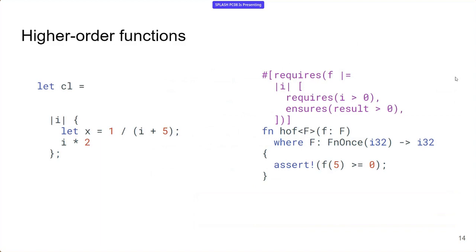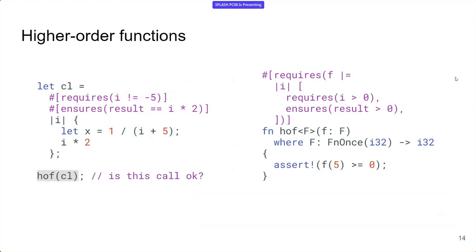And so now let's consider a concrete client code and a concrete closure that we would like to pass to this higher function. So here we have some closure which basically just multiplies its argument by 2, and this is its result. But additionally, it performs this unrelated operation, which would be undefined if i was -5. So we add this precondition that i cannot be -5. So now, can I pass this closure to the higher function? How can we check this?